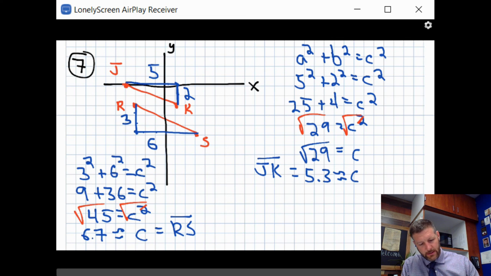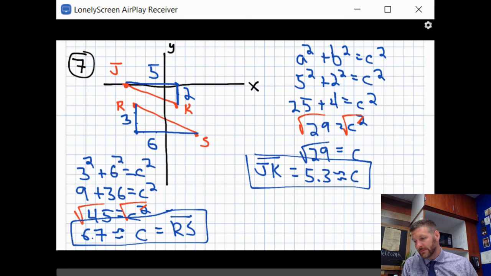So we can see 5.3, and the other one is longer, 6.7. And so the answer to the basic question, are they congruent? No, they are not congruent. And actually, it does say find the length of the given segments, so you can't just say yes or no. But we do want to say no, they are not congruent.